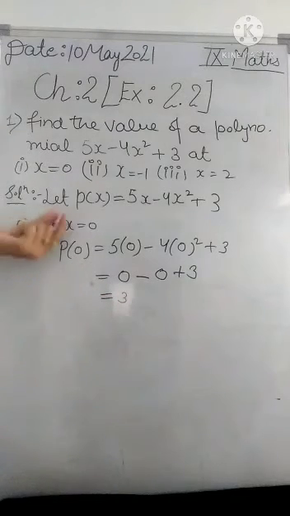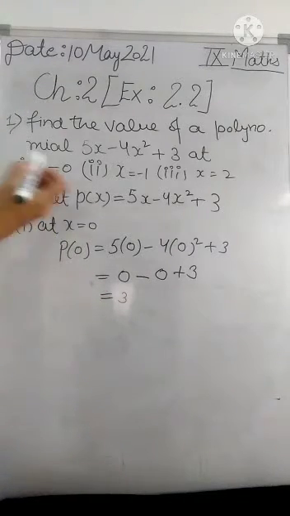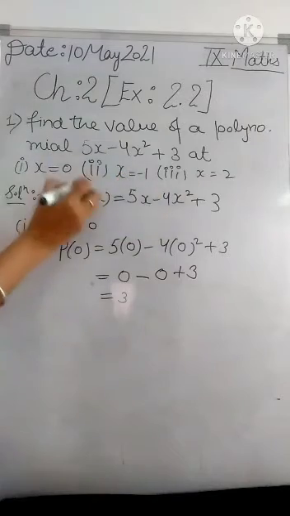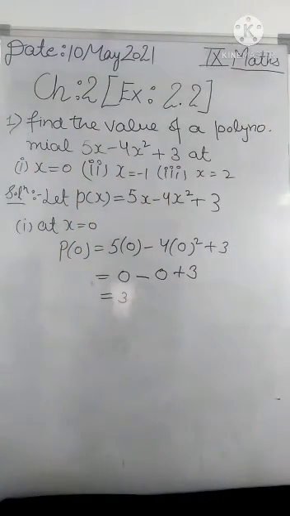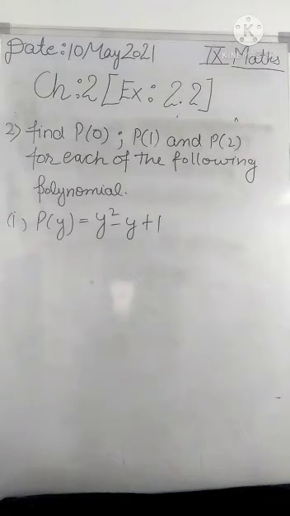Clear? जब हम x 0 पुट कर रहे हैं तो जो हमारा polynomial है वो कितना आ रहा है? 3 आ रहा है. So similarly you can put the value of x as -1 and 2 and get different value of polynomial. Let us move to the second sum of exercise 2.2.